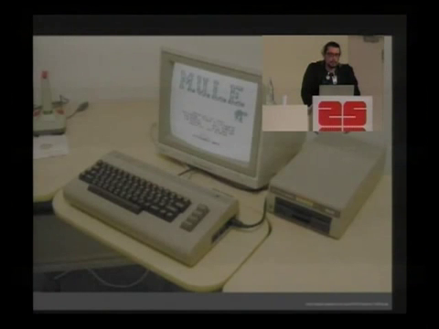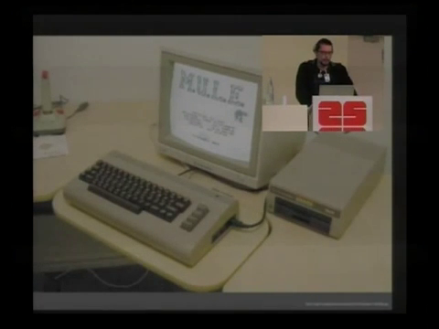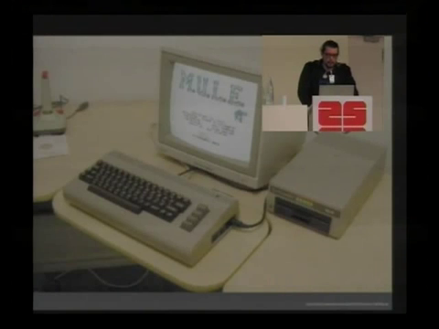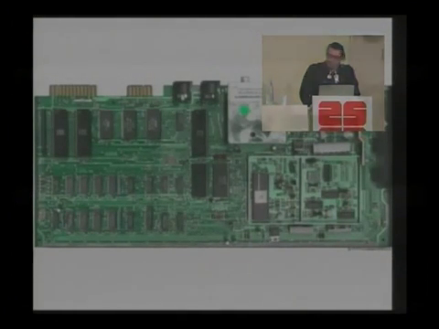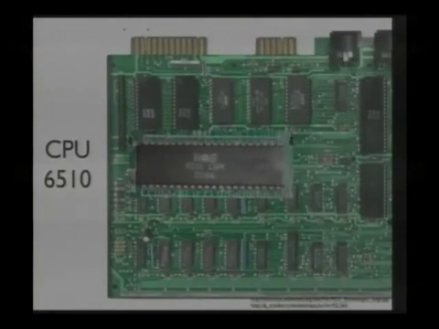So this is what a typical system would look like, a C64 and a 1541 disk drive, with a Commodore monitor in this case. Looking inside, this is the main board.